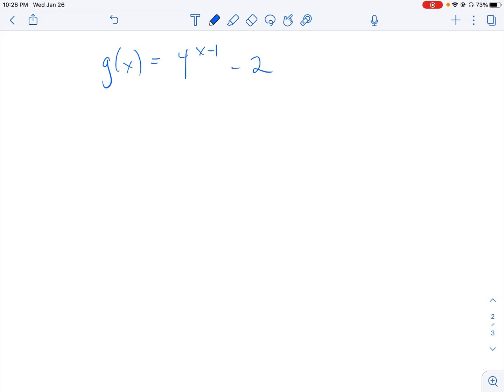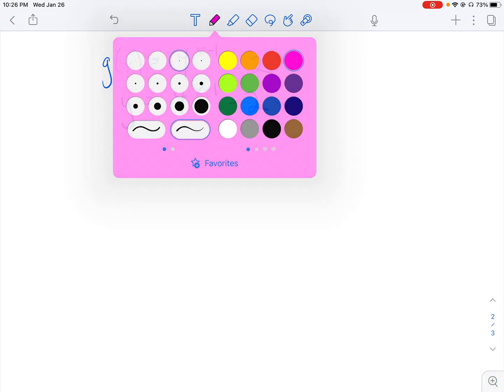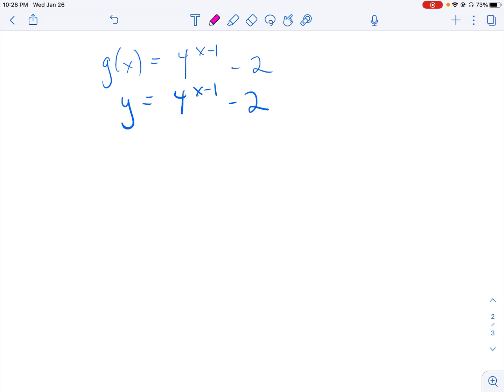So the first step is to replace our function notation with y. So the g of x becomes y. And just like all the time when we're finding inverses, the next step is to swap the x and y values. So just like we know the domain and range switch for inverses, we're switching the x and y values. So literally every x becomes a y and vice versa. X is 4 to the y minus 1 minus 2.